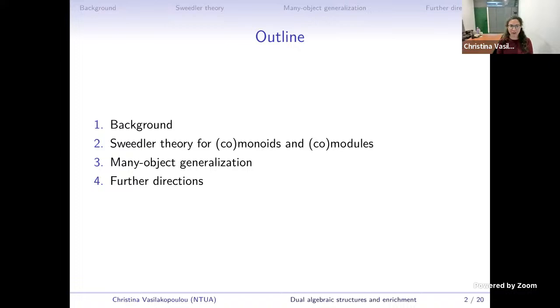We will begin with some background, a few pieces of what's going to be needed later. Then I'm going to give an overview of so-called Sweedler theory for monoids and modules. Then we will move on to the many-object generalization of this context and constructions in the setting of categories and something called co-categories and their modules and comodules. And finally, we're going to see some further directions where this machinery, this setting can get us to.